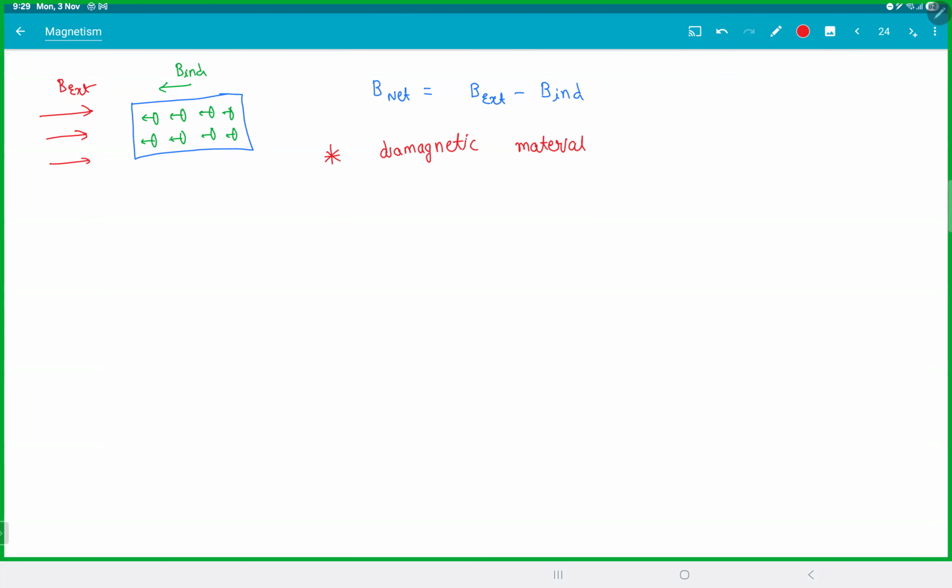I think the magnetic fields are around 8 to 10 Tesla. That's a huge magnetic field. Earth's magnetic field is 10 to the power minus 4 Tesla. When you go for an MRI scan, the magnetic field is 1 Tesla or 1.5 Tesla. 10 Tesla is huge. Diamagnetic materials repel.